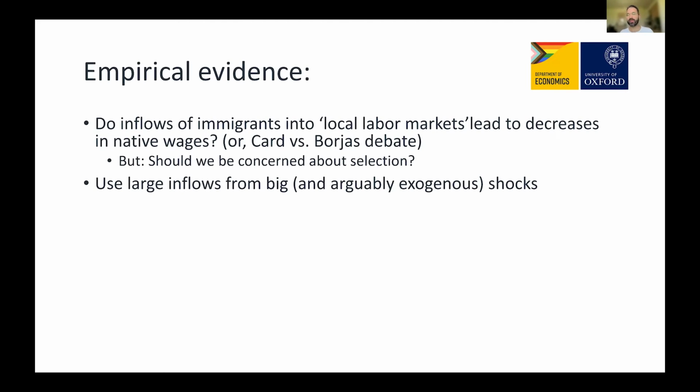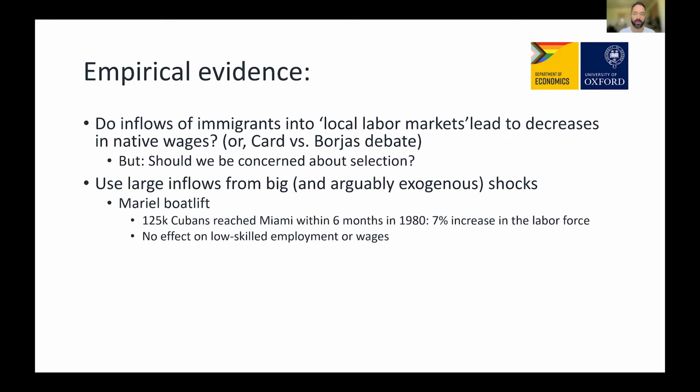And so the way to get around this is to use what we would call exogenous or unanticipated, unexpected shocks, often through refugee waves or unanticipated policy changes. So I'm going to give you three examples of how people have done that.